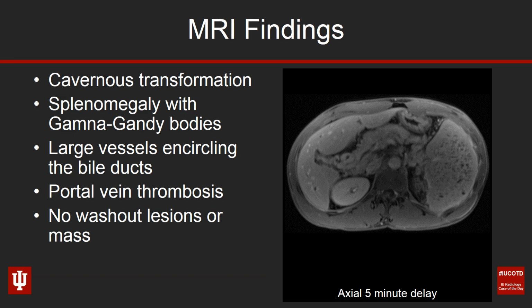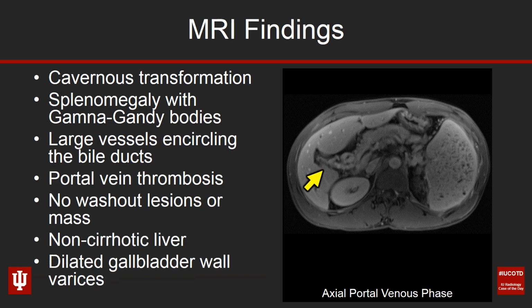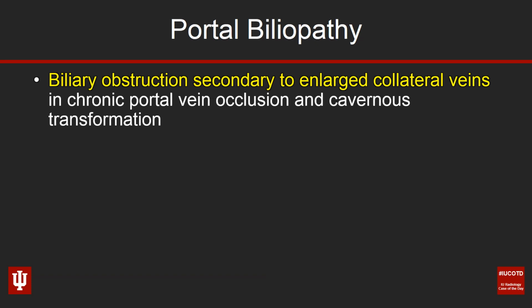There are no suspicious masses or washout lesions. The liver capsule is notably smooth and does not appear to be overtly cirrhotic. Dilated gallbladder wall varices are also present. The patient's elevated alkaline phosphatase and transaminases here is secondary to portal biliopathy.